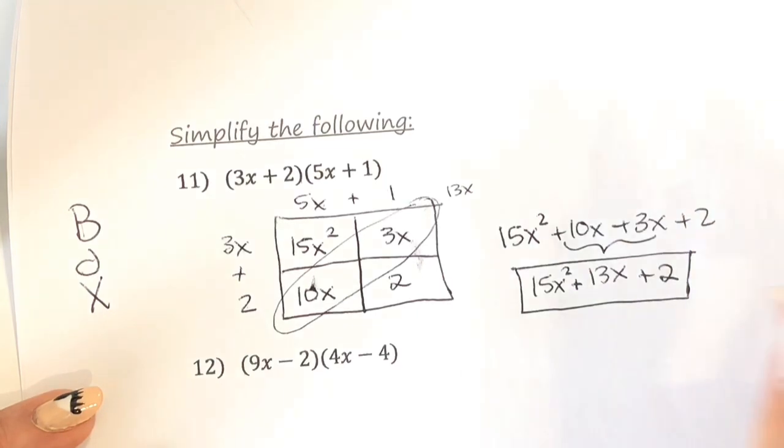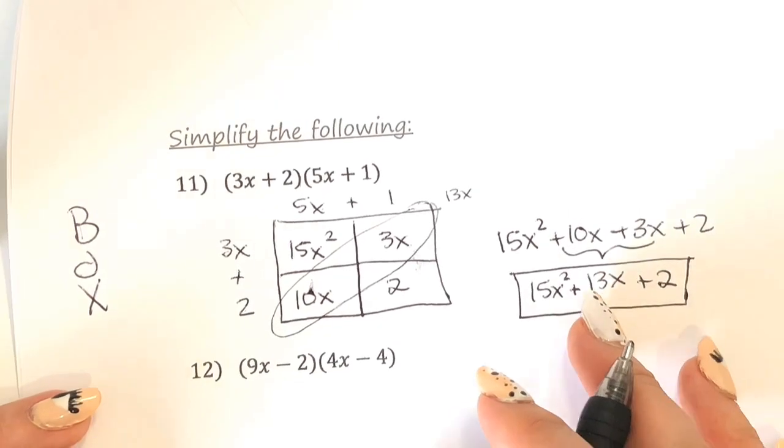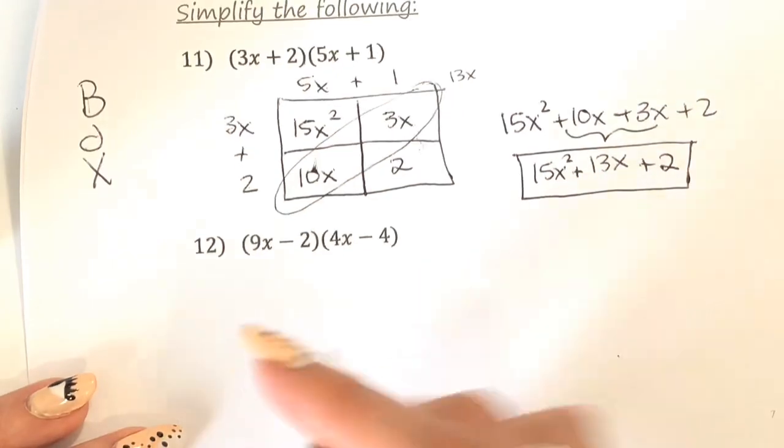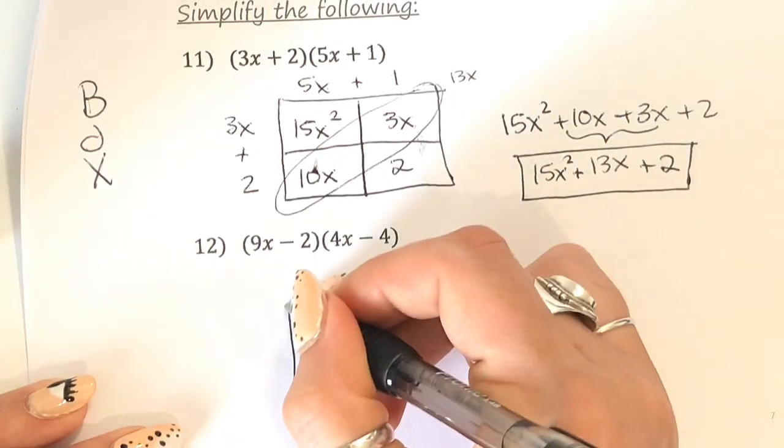So if I had FOILed, I would have gotten the exact same answer. It's just a different way of doing it. So you can pick. You don't need to do both methods. Just pick which method is your favorite, foiling or box. But I'm going to do another box on this one just so we can see it again.